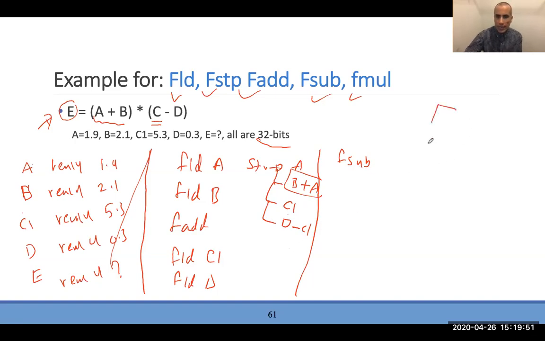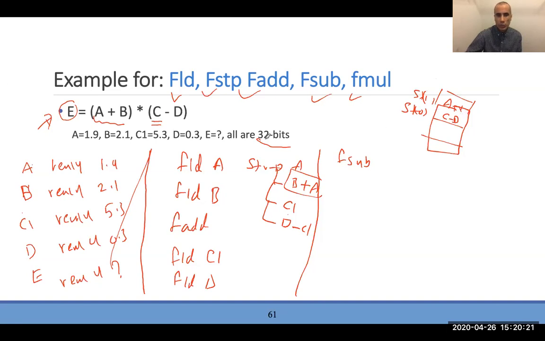All right, so if you look at it, when you do the F sub right now, if you look at the stack, I will see if I have the time to show you that in Visual Studio. Otherwise, you will do that in the lab. So now ST0 has the C minus D, and ST1 has A plus B. So these are the binary values that we have in the top of the stack.